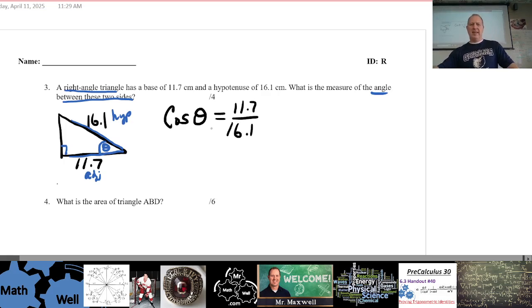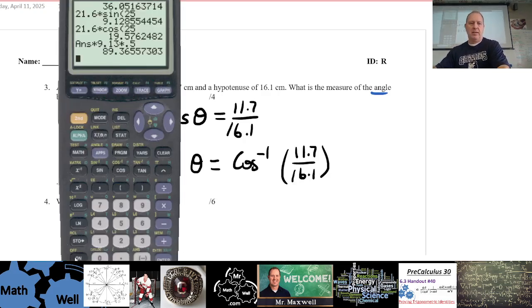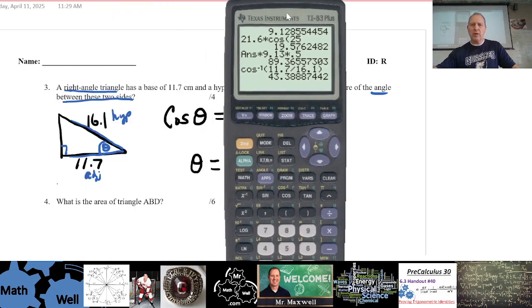Who remembers how I solved for this angle theta now? Inverse trig, very good, yes. So this is cos to the -1 of this ratio over here. All right. So second function cos 11.7 divided by 16.1. And that gets me an angle of 43.39 or 43.4. Does it say which I should?